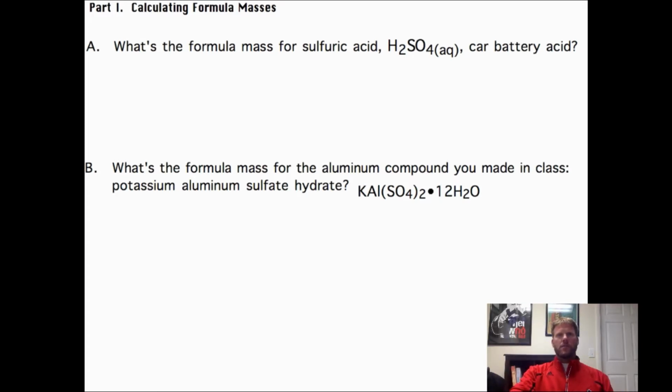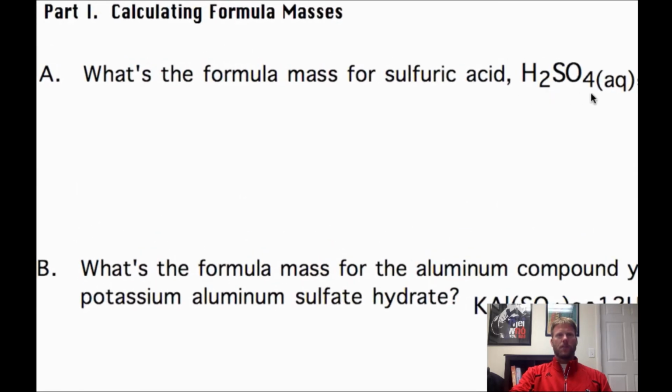The first thing you need to be able to do is determine how many atoms of each element make up the compound. That is what the chemical formula is for. Take sulfuric acid, for example. The chemical formula for sulfuric acid is H2SO4.